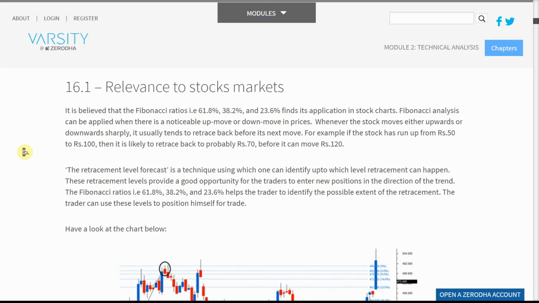For example, if the stock has run up from 50 rupees to 100 rupees, then it is likely to retrace back to probably 70 rupees before it can move to 120 rupees. The retracement level forecast is a technique using which one can identify up to which level retracement can happen. These retracement levels provide a good opportunity for traders to enter new positions in the direction of the trend. The Fibonacci ratios, i.e. 61.8%, 38.2%, and 23.6%, help the trader identify the possible extent of the retracement. The trader can use these levels to position himself for trade.